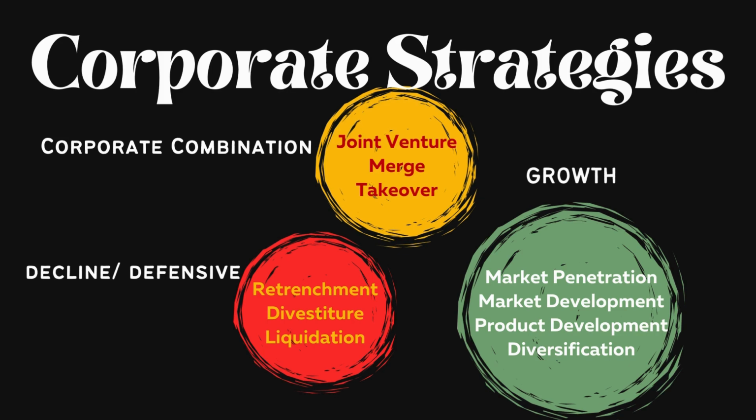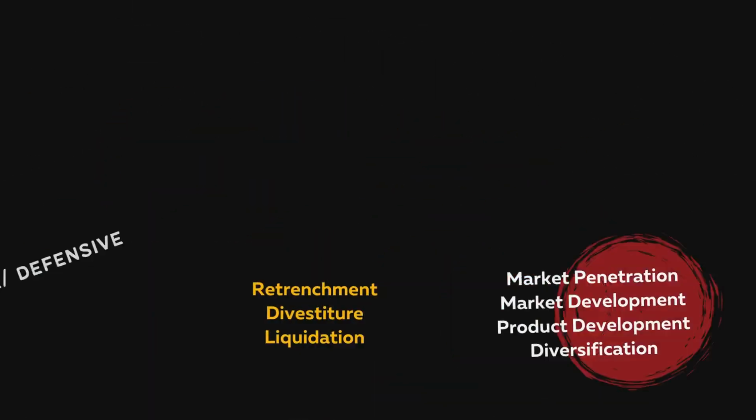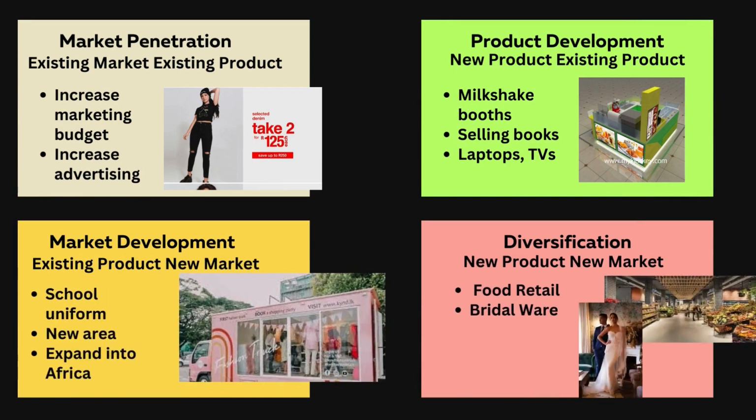Okay, so what have we covered so far? We covered corporate combination, joint venture, merger, and a takeover. And we covered decline and defensive strategies, retrenchment, divestiture, and liquidation. Today, we are going to be looking at growth. Now, this slide is going to help you. So let us keep it as application as possible, because if you have the example, it's going to make the theory easy.